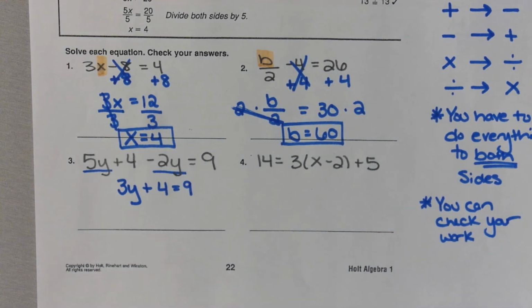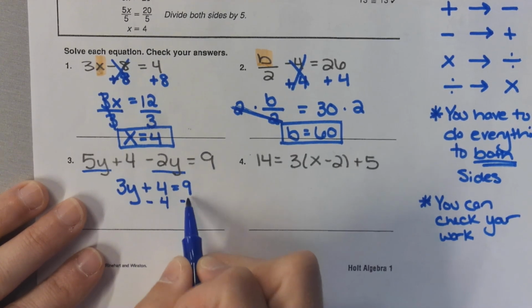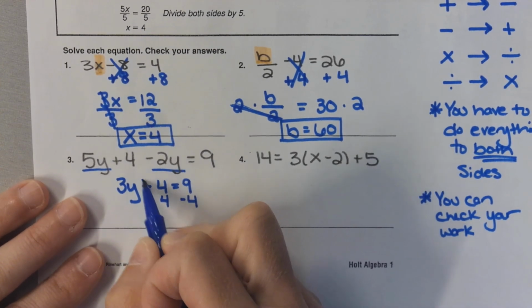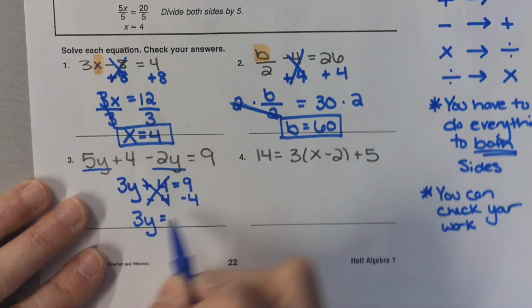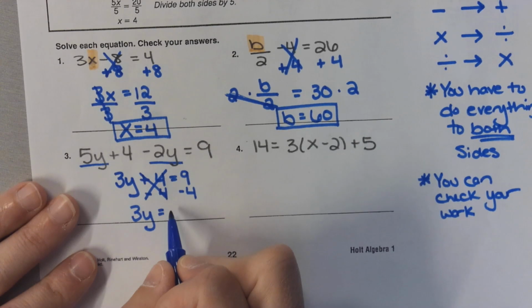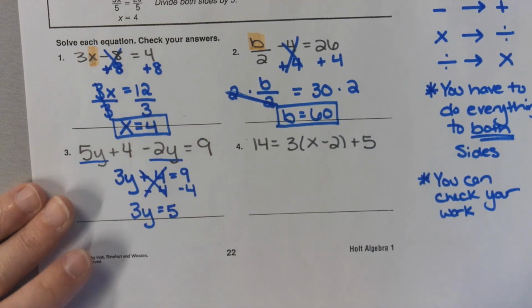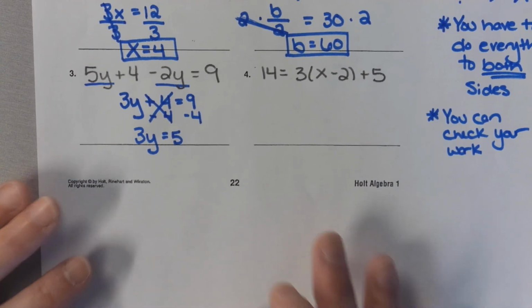Subtract 4, I like it. We always deal with whatever's being added or subtracted. So let's subtract away the 4. So this is gone. Love crossing stuff off in math. Makes my day. 9 take away 4 is going to give me what? 3. Wait, no. 5. This one isn't going to come out nice, but that's okay.